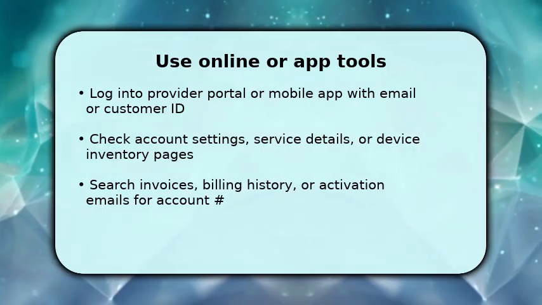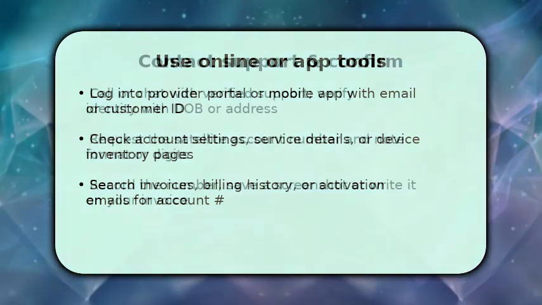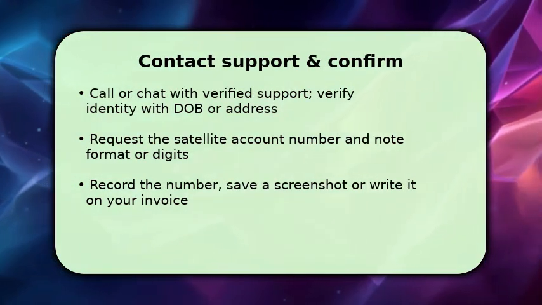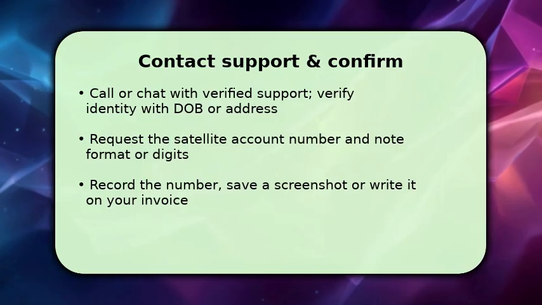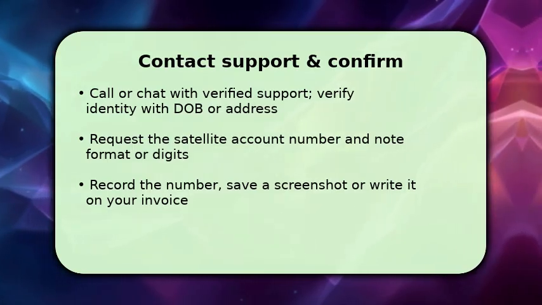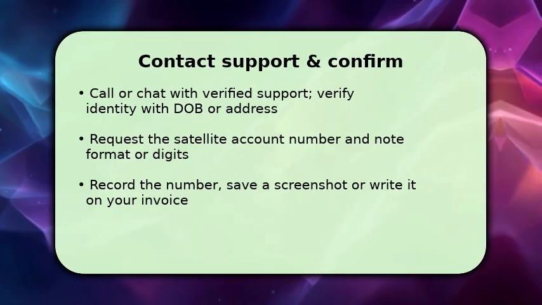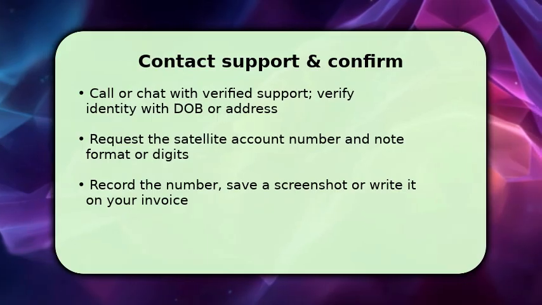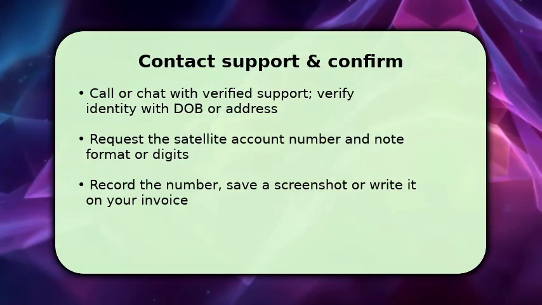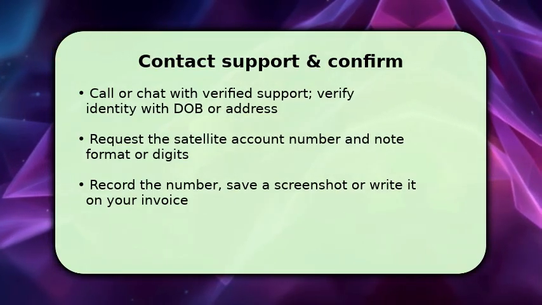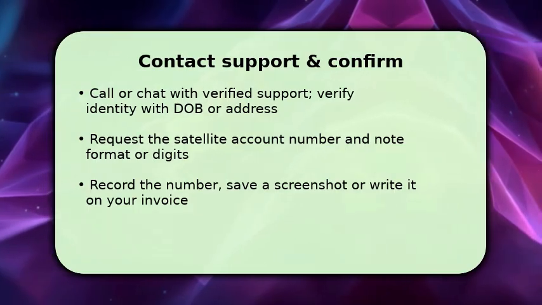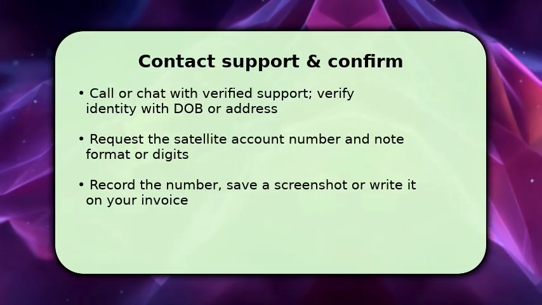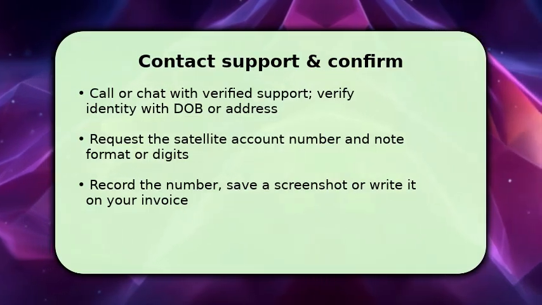If online searches fail, contact verified support via phone or live chat and verify your identity using address, DOB, or last invoice amount. Ask them directly for the Satlite account number and confirm the exact format. Some use dashes or prefixes. Once they read it, repeat it back to confirm accuracy, then save a screenshot, write it on the invoice, or add it to your secure password manager. Troubleshooting tip: if support can't find it, provide the modem serial and installation date to locate the record quickly.